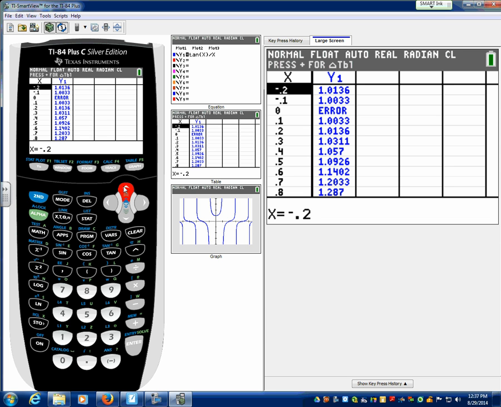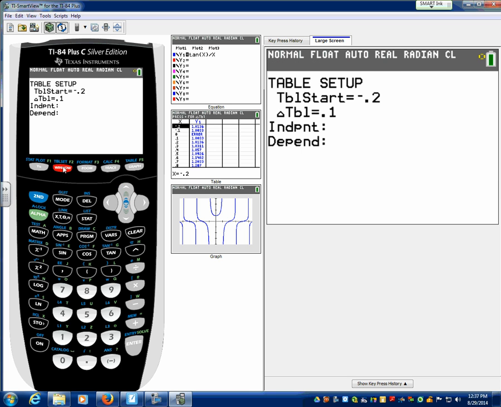Now, if these numbers were different, you might want to make your delta table 0.01 and see again, and then keep making it smaller and smaller. Go to second and then window. So that's the third method for finding a limit.